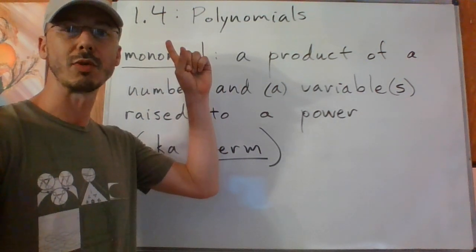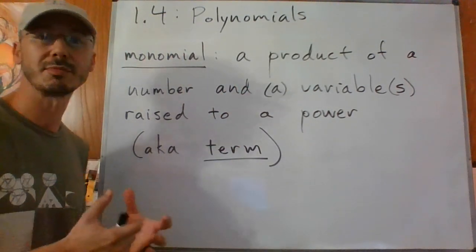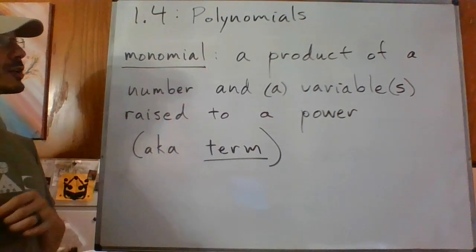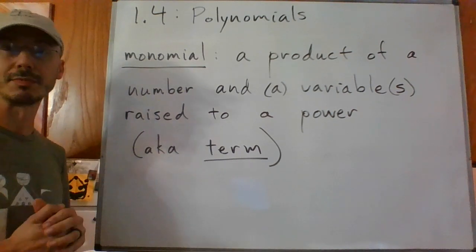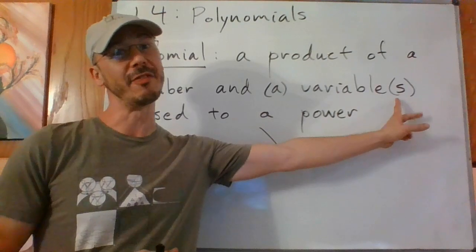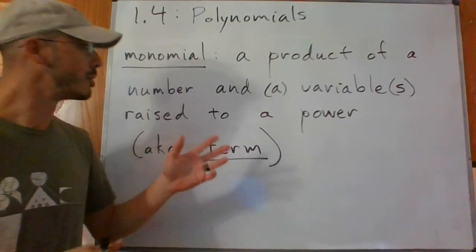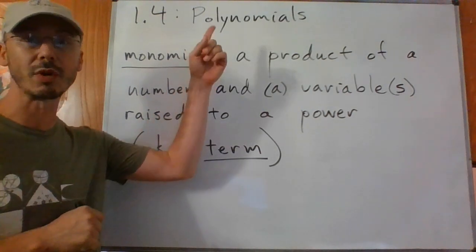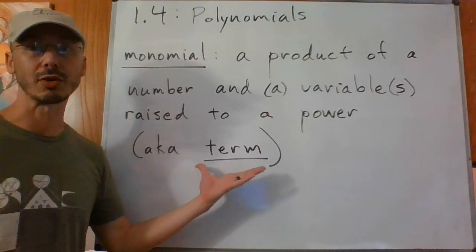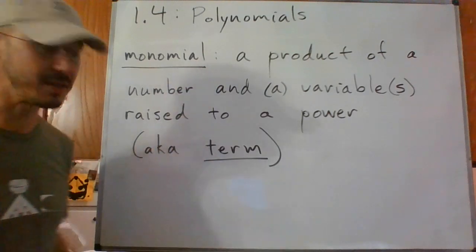This video is for section 1.4 on polynomials. We're going to start with the building blocks of polynomials. A monomial is a product of a number and a variable raised to a power. So the variable is raised to a power. Sometimes there are variables that may be raised to different powers, but we're mostly going to study polynomials in one variable. Another name for a monomial is a term. A mathematical term in an expression is exactly the same thing.